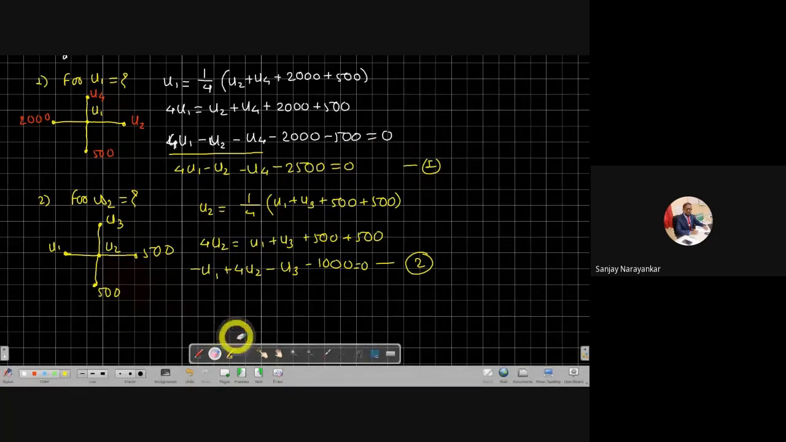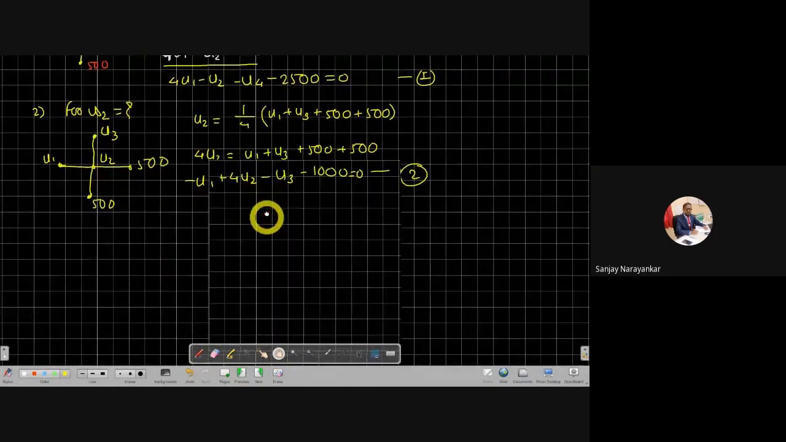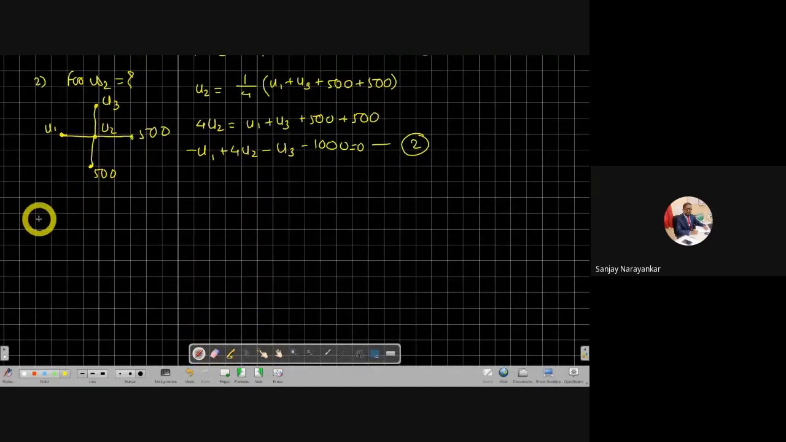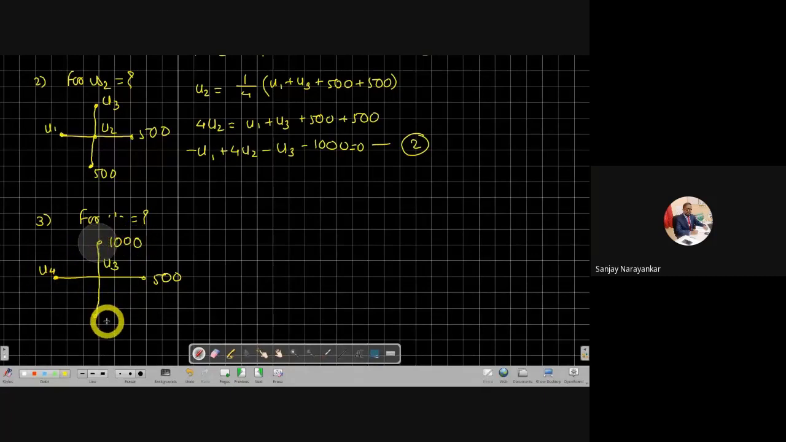Now similarly, we are going to write for u3. Third, for u3, prepare a plus sign considering u3 as the center value. For u3, here it is 500. Correct me, students, if I'm writing some wrong values here. Here it is 1000. On the right, it is u4. Bottom, u2.